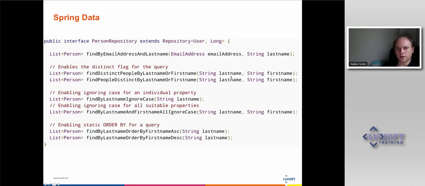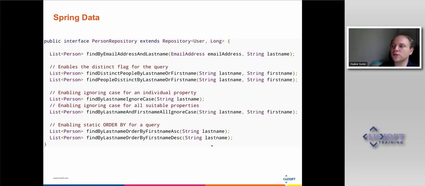So it means that Spring will automatically generate the appropriate code which will be looking for the last name or first name, and it will also apply distinct operation on the found data. And for example, find by last name ignore case is allowing Spring to generate a method which will be looking for the person by its last name, and the case will be ignored. And many other alike methods are possible.